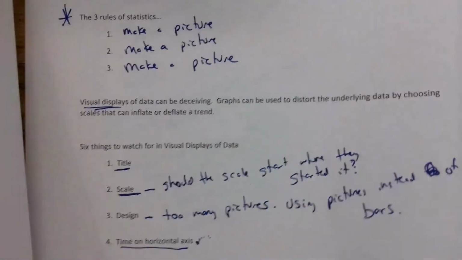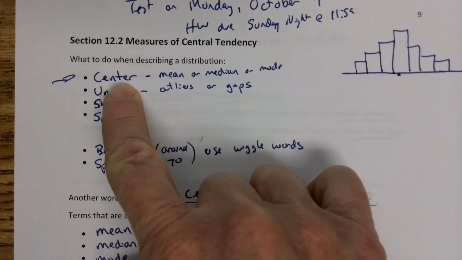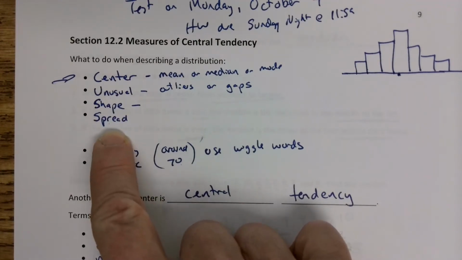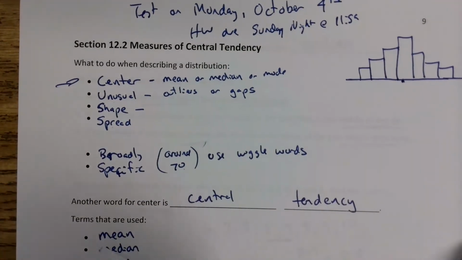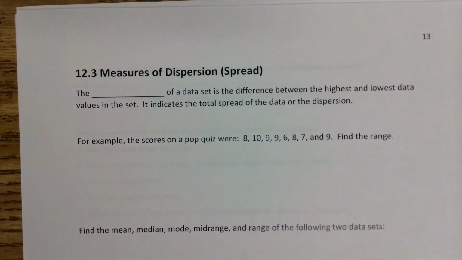And then we said we better look at these things. What's in the center? Is there anything unusual? What shape does it have? And what's the spread? And so we did central tendency, the 4 M's: mean, median, mode, mid-range. All ways of finding the center. Now we're interested in how far out the data is spread.